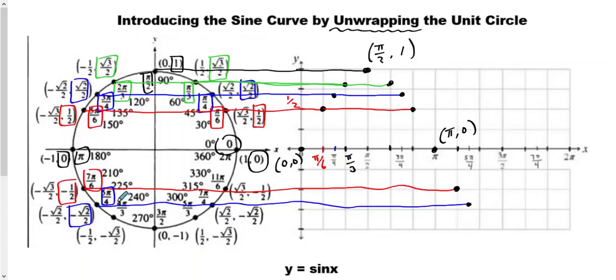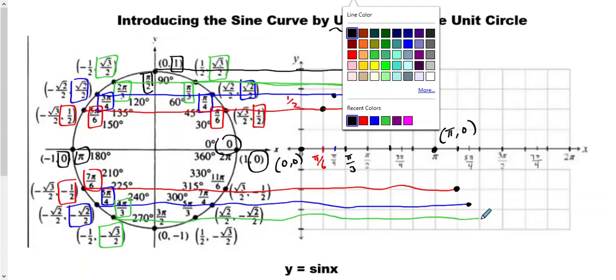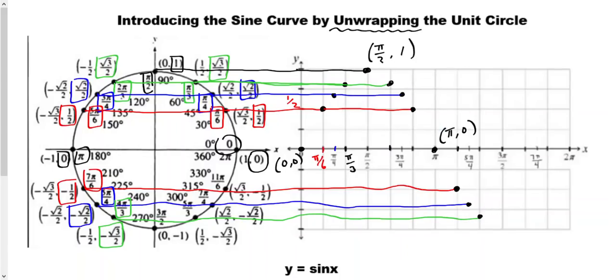Next, for our green, we have 4 pi over 3, negative root 3 over 2. And we'll draw that across. We're getting a little sloppy, but that's fine. We'll end up where we want to, because where we want to end up is right here. Okay? And now we're at the bottom of the circle.